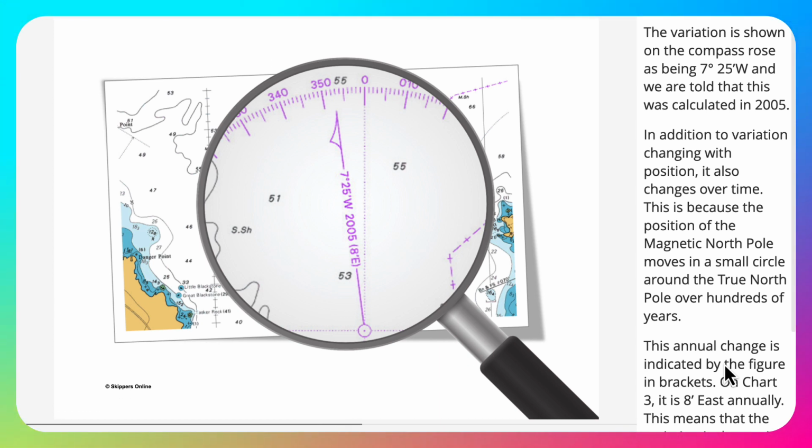On Chart 3, it is 8 minutes east annually. This means that the variation is decreasing by 8 minutes each year. That is, the variation is westerly, but as the magnetic pole is moving in an easterly direction, we deduct 8 minutes for each year since 2005 until our current date.